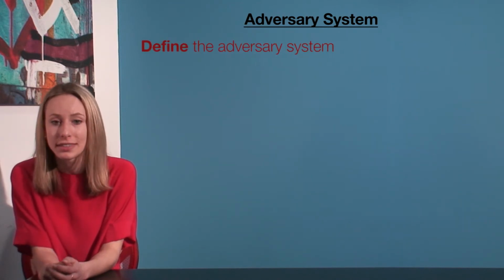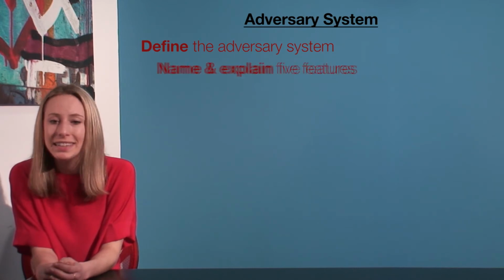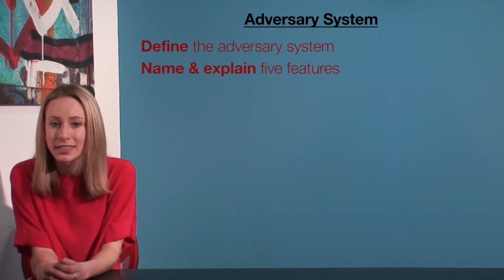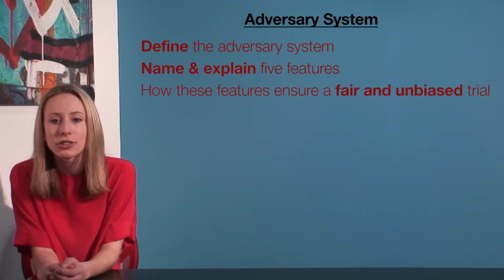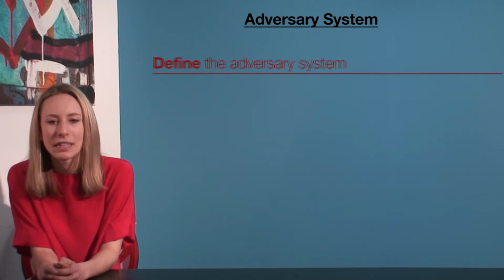For your Saxon exam, you need to be able to define the adversary system. Also, you need to name and explain 5 features of the adversary system and answer the question, how do these features ensure a fair and unbiased trial? Let's start with a definition.